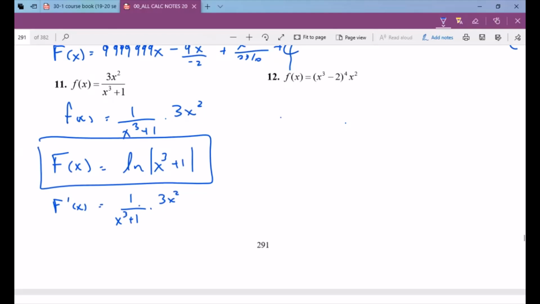Maybe in this next one, f of x is equal to x cubed minus 2 all to the 4 times x squared. Okay, so we've got some chain rule. We wouldn't have product rule that gives us something like this. But this perhaps was chain rule of something. And when we think about it, if I differentiate x cubed minus 2, I get 3x squared. Now, I don't have 3x squared here, but I do have x squared.